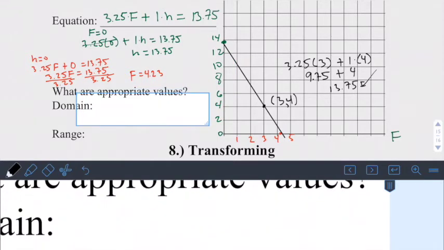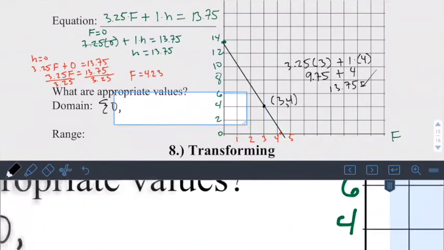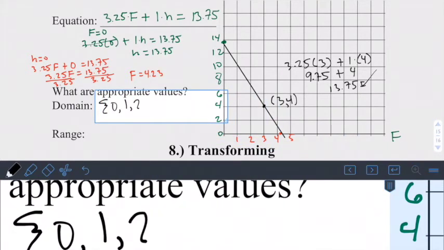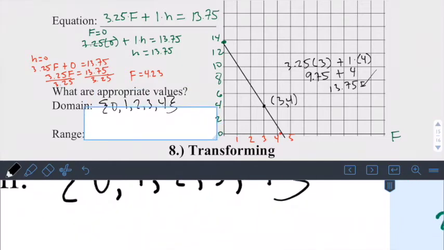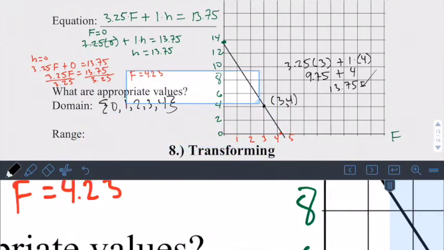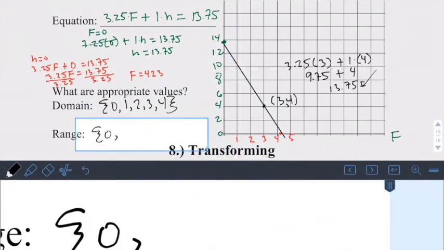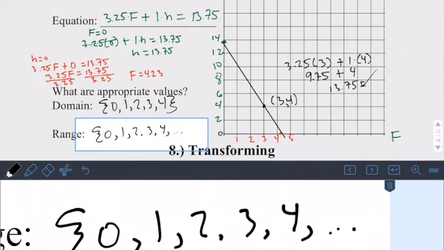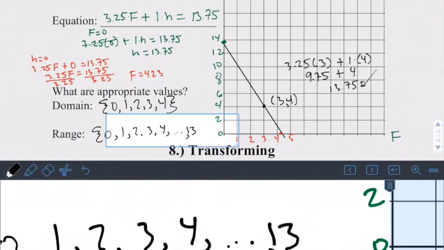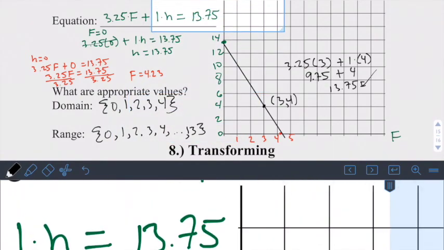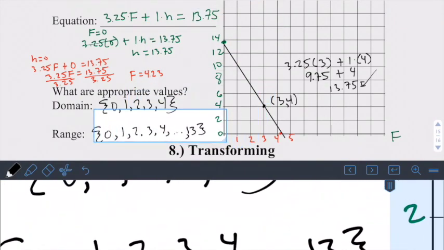So for our domain, we can only have 0 Frappuccinos, right? Domain is Frappuccinos. 1, 2, 3, 4, and we couldn't have any more, right? If we had 5, that would be too many. For my range, I could have 0 hash browns. I could have 1 hash brown, 2, 3, 4. I could keep going. I could have up to 13 hash browns, right? Because I could not afford 14. So there's my domain and there's my range.